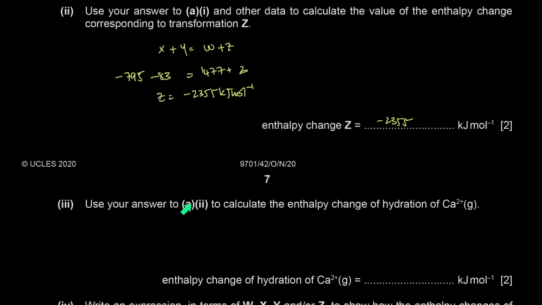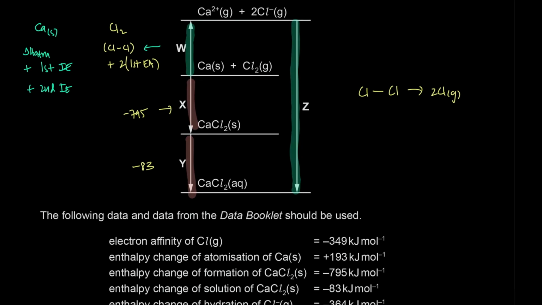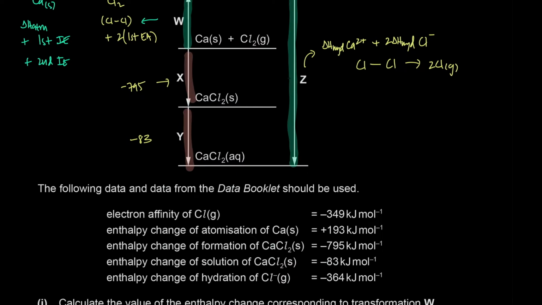Use your answer to A part 2 to calculate the enthalpy change of hydration of calcium 2 plus. Now Z over here is the enthalpy change of hydration of calcium 2 plus plus 2 times the hydration of Cl minus, since we're dissolving 1 mole of gaseous calcium ions to form aqueous ions, and 2 moles of gaseous chloride ions to form aqueous ions. So what we have is delta H hydration.